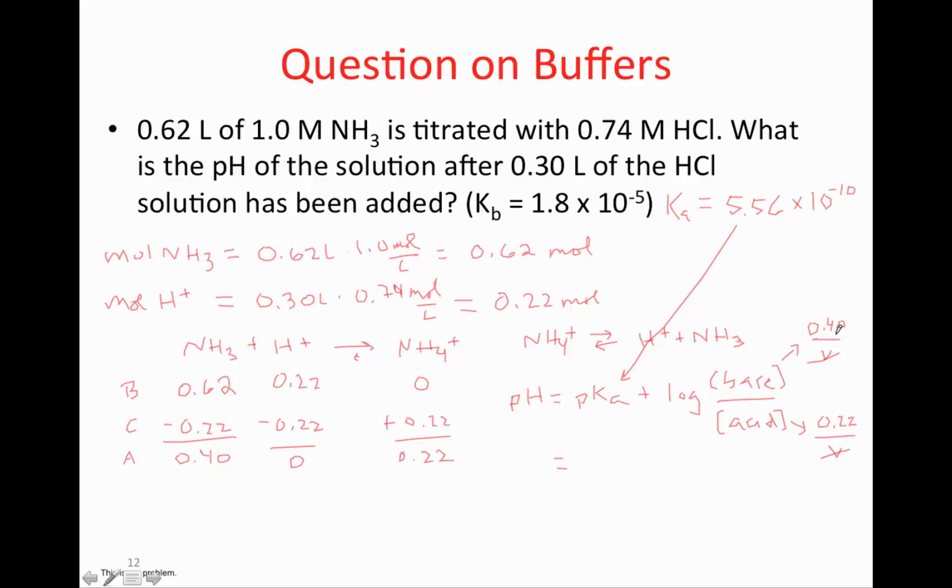And now I'm going to take 5.56 times 10 to the minus 10, and I'll take the negative log of that. I'm going to add these together, and I get a pH for this solution of 9.51.